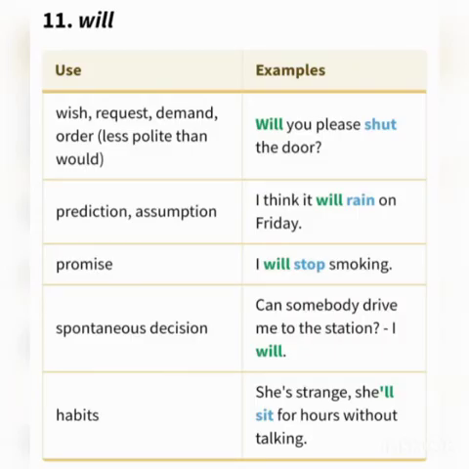Will. Wish, request, demand, order. Example. Will you please shut the door? Prediction, assumption. I think it will rain on Friday. Promise. I will stop smoking. Spontaneous decision. Can somebody drive me to the station? I will.